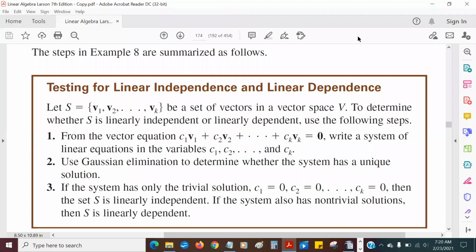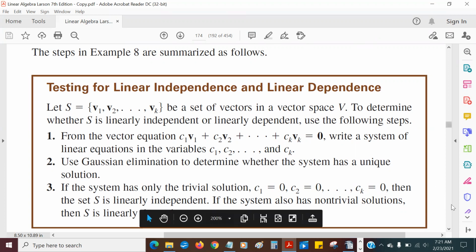Here we have a summary of the steps that we just did. So I'll let you read this. You can pause the video and read it for as long as you want.